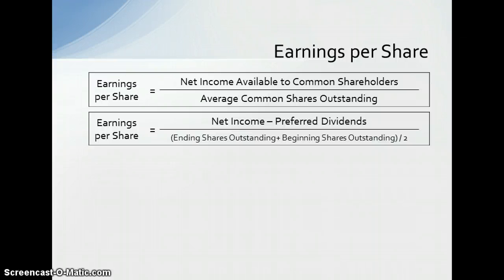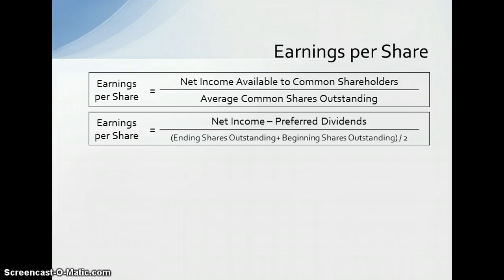Now, it's not quite as simple as it sounds because we're only looking at the common shareholders, the people who own common stock. So one of the first things we're going to do is take the preferred dividends out of net income. See, the preferred dividends are going to be paid out of net income first, but that's going to be paid to the preferred shareholders. So to look at the net income that's available just for the common shareholders, it's very simple. You take the net income minus the preferred dividends.